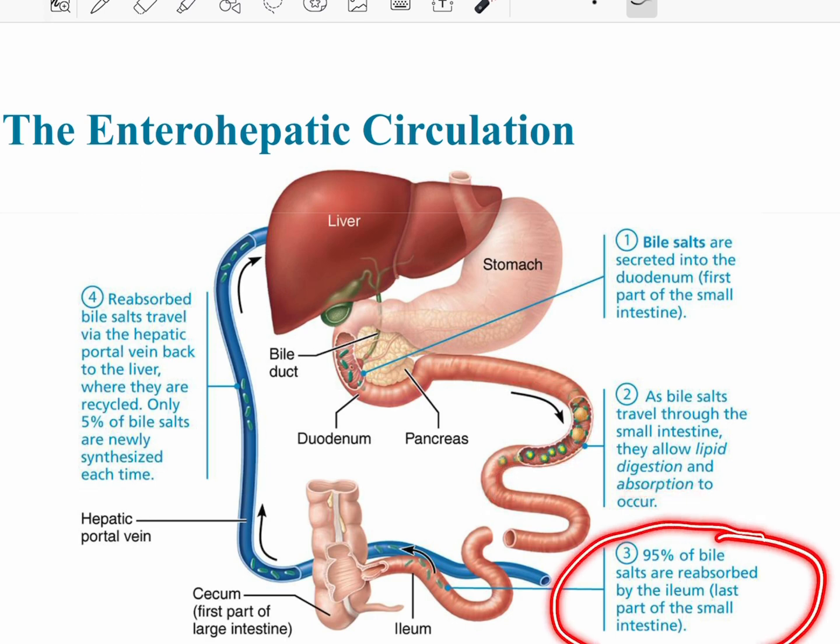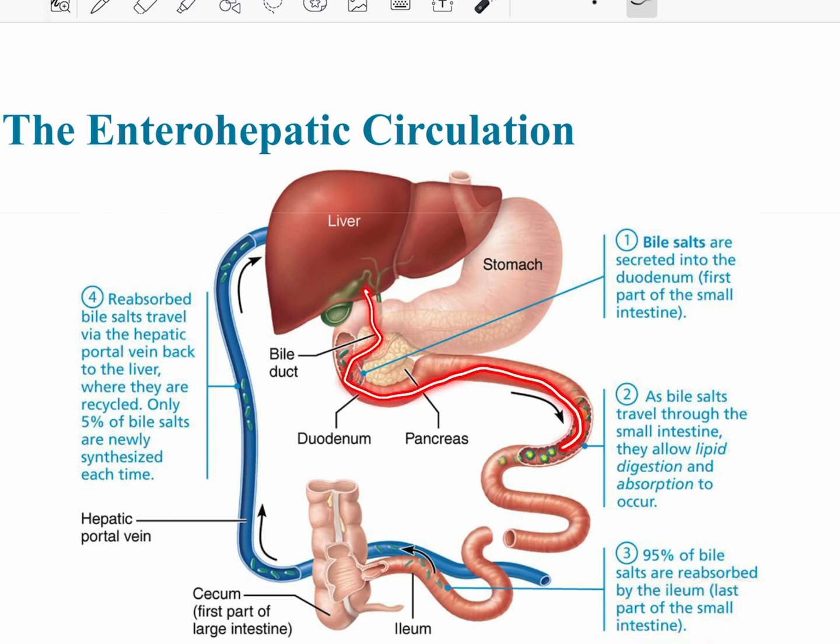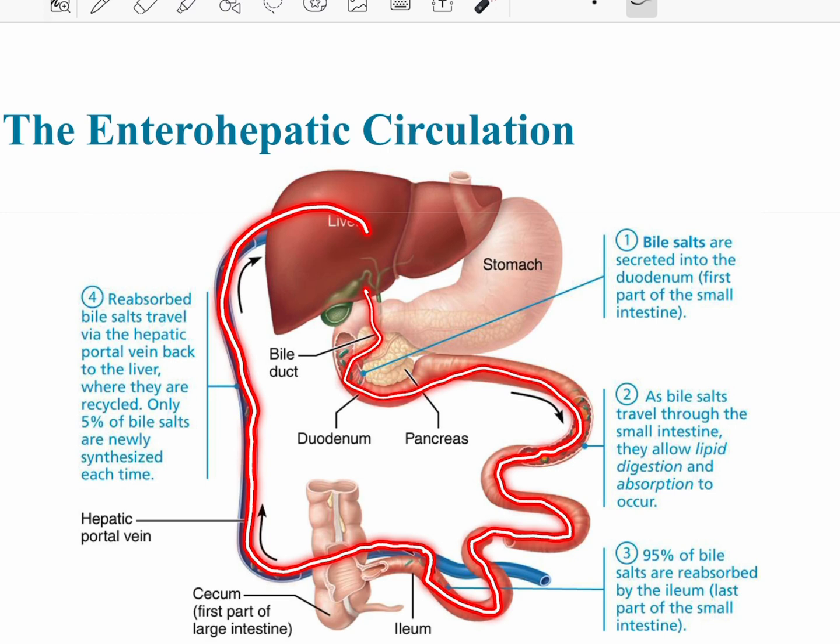Now, 95% of the bile salts are reabsorbed in the ileum, and of course that's the last part of the small intestine. So they'll travel through, they're released, they travel through, they help with emulsification of fats, they help with digestion, and down here in the far part, or the ileum of the small intestine, they are put back into the hepatic portal vein. And the hepatic portal vein, of course, based on this name, will give us a big indication that it will travel back to the liver.